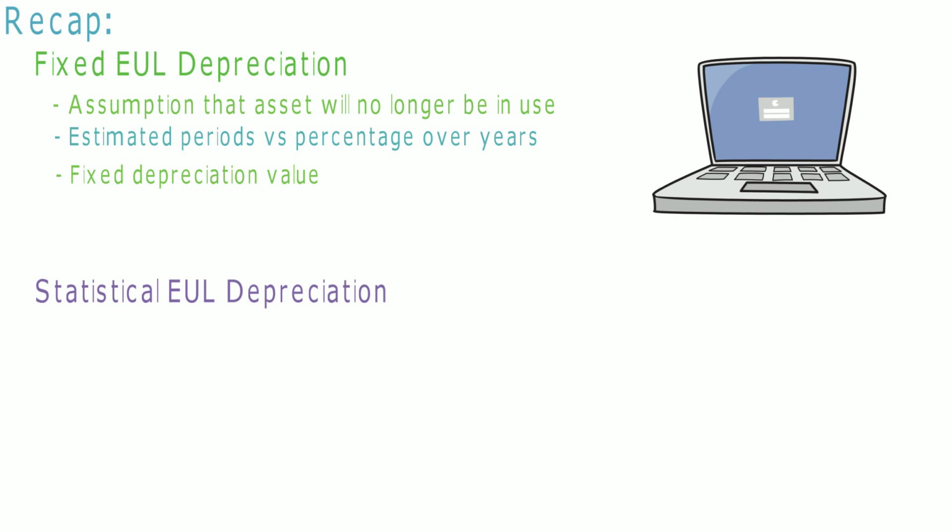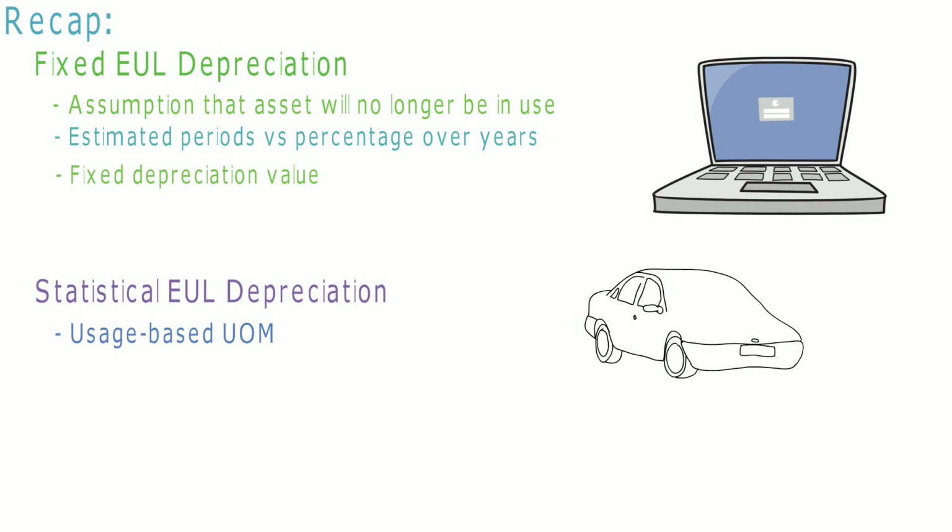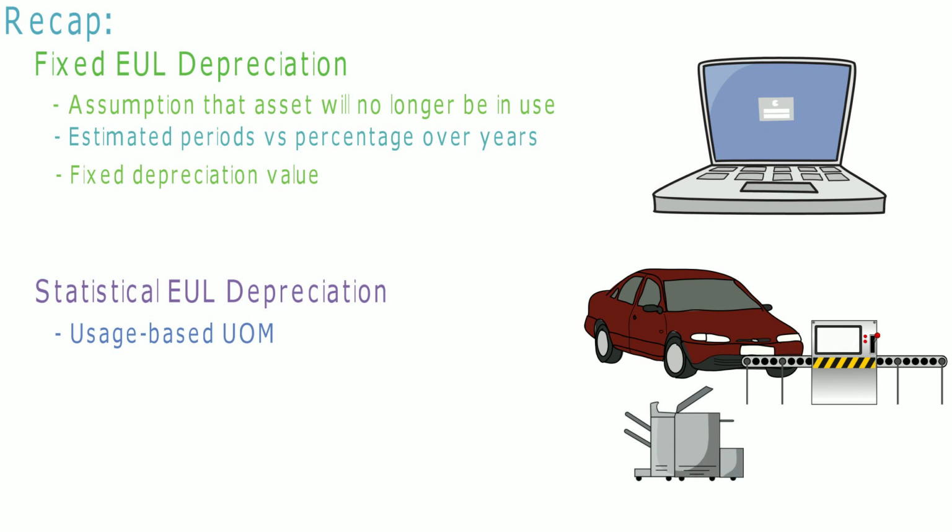Statistical EUL depreciation has a unit of measure which is usage rather than date-orientated, such as mileage, hours of work, or units produced. The length of time that the asset is used depends on how often it is used rather than being set by an estimated years of usage.